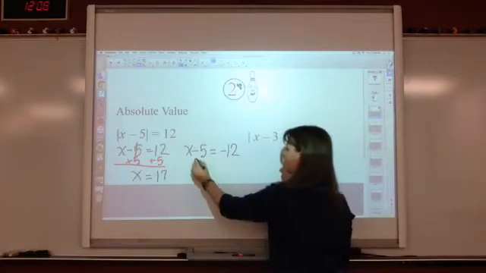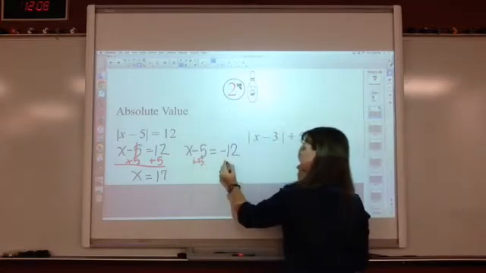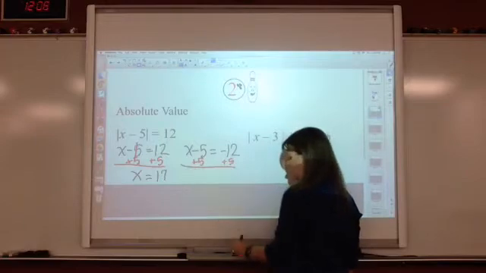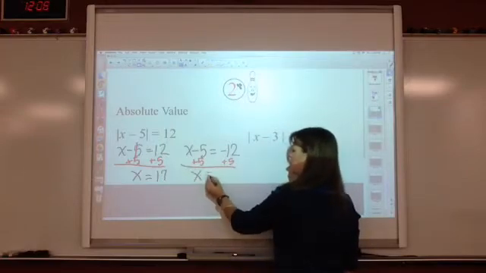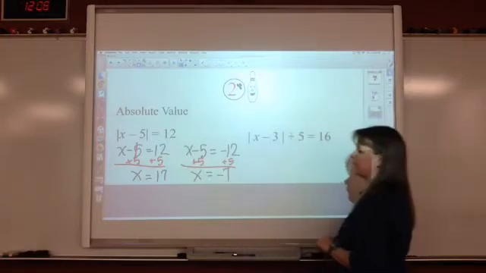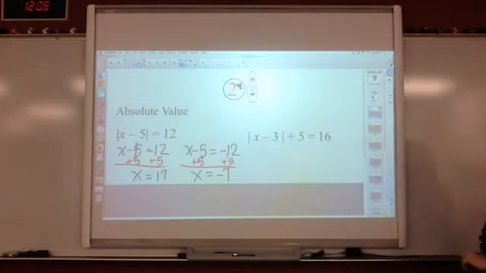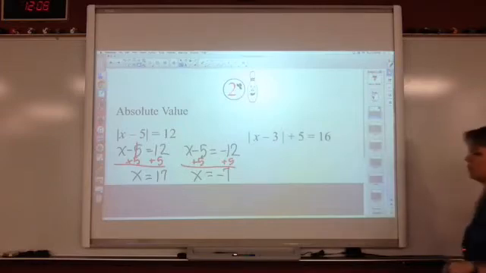Over here, the math is the same, the process. You still add 5, but notice your final answer over here on this side is negative 7. So the distance between 17 and 5 is 12. The distance between negative 7 and 5 is also 12.